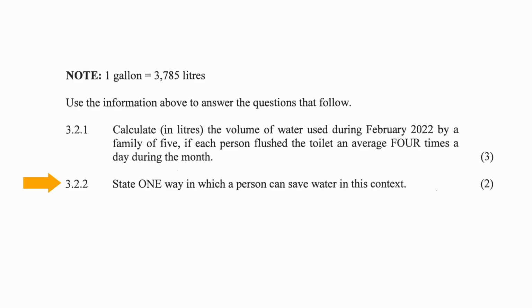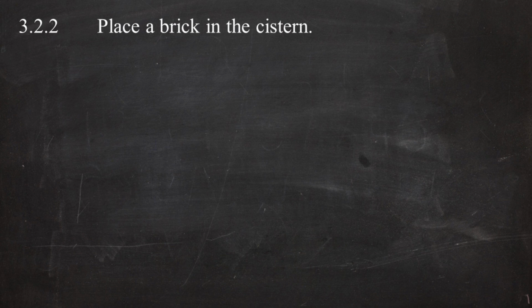In question 3.2.2, you have to state one way in which a person can save water in this context. One way in which a person can save water in this context is to place a brick in the cistern so that less water is used to fill that cistern.